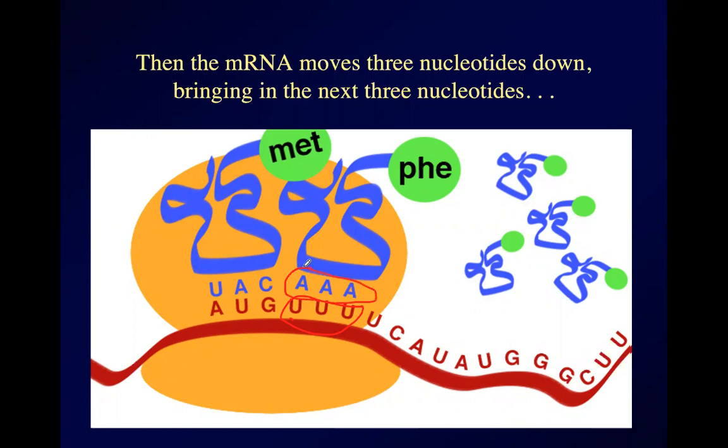The only transfer RNA that can bind with this codon right here, these 3 nucleotides, the only one that'll fit is the one that's got AAA on the anticodon loop to bind with UUU. And the only transfer RNA molecule that has AAA on the anticodon loop is carrying the amino acid phenylalanine, which I've abbreviated PHE. Okay, now what?